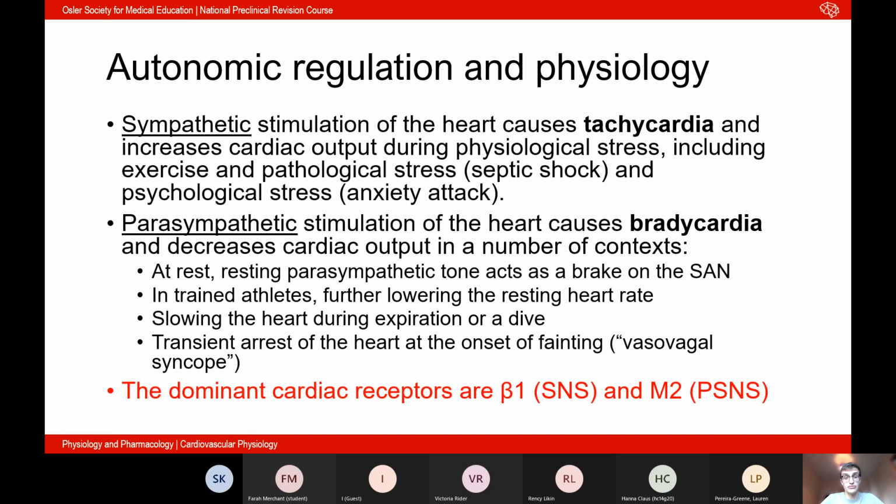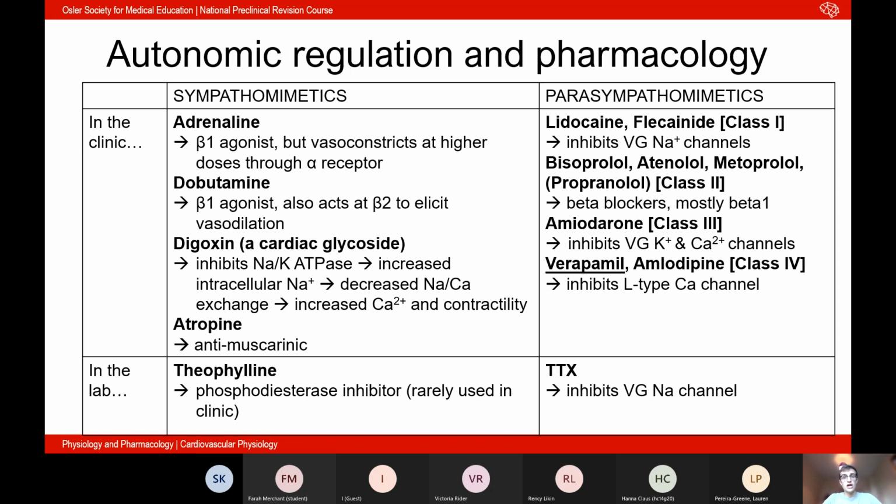And remember that the dominant receptors are beta 1 on the sympathetic side and muscarinic type 2 on the parasympathetic side. So there's a whole host of drugs that we can use to modulate these systems in medicine. On the left, we have sympathomimetics, long word that I struggle to say, and these mimic the sympathetic nervous system. And we tend to use these when your cardiovascular system is compromised.